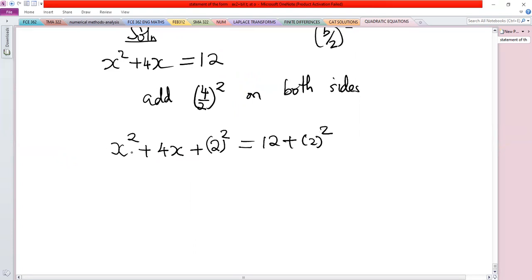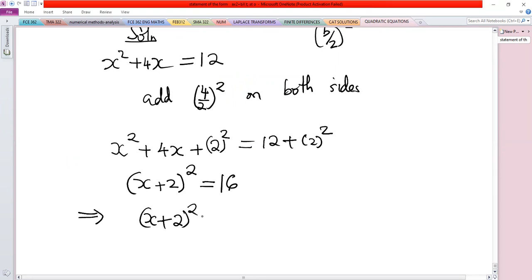Now you take one x here, you join to these two, and then square. So when you open this, 4x will be taken care of. 12 plus 2 squared is 16. So which means that x plus 2 squared equals to 16. You simply take the square root on both sides.